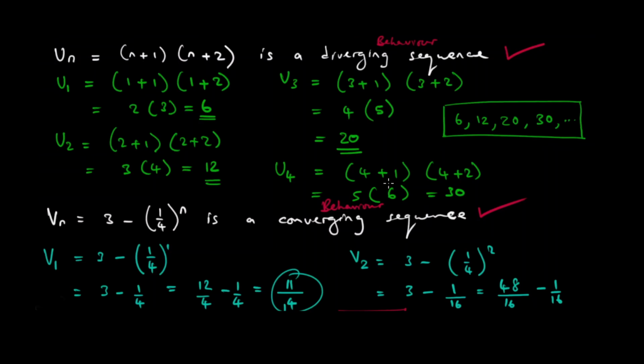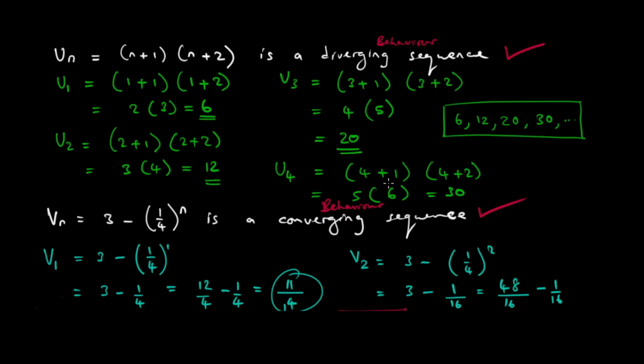So to understand a behavior, the same method you use to find whether it is an AP or a GP is the same method you use for behavior. You find the first few terms, then you use evaluations to know. So we see that un is diverging because it starts at 6 and continues towards infinity without converging anywhere. But we see that vn is converging because it is getting closer to 3 with every term. Okay.